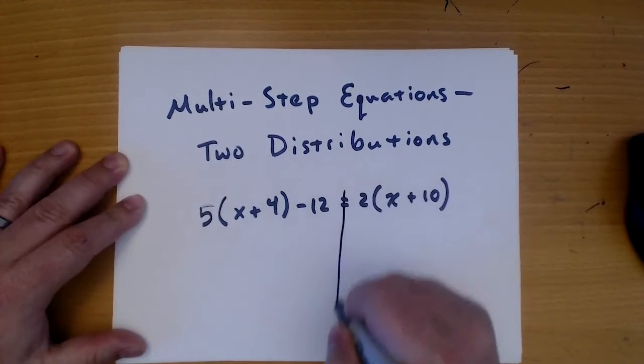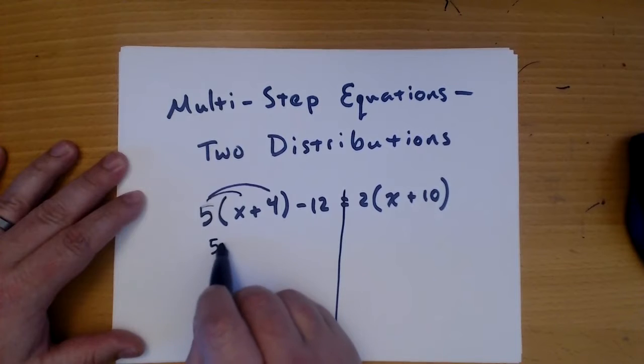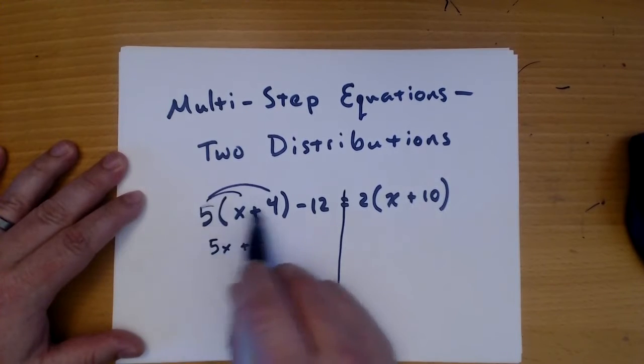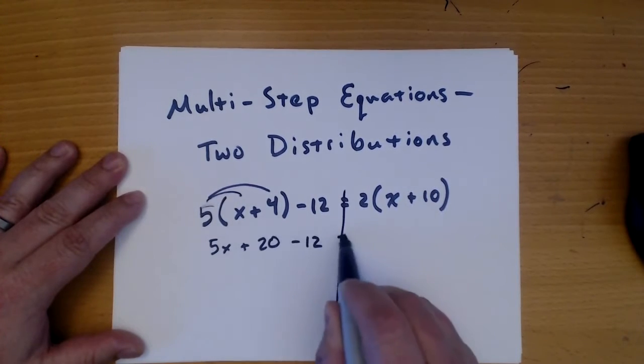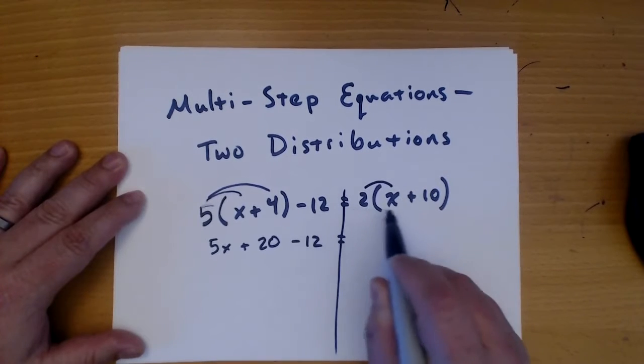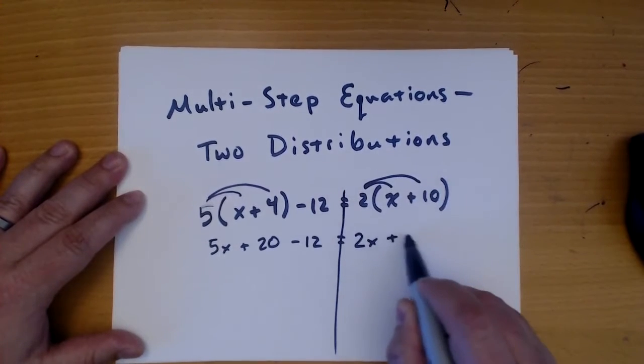First, we're going to distribute. Five times 4 is 20. 2 times x, and 2 times 10.